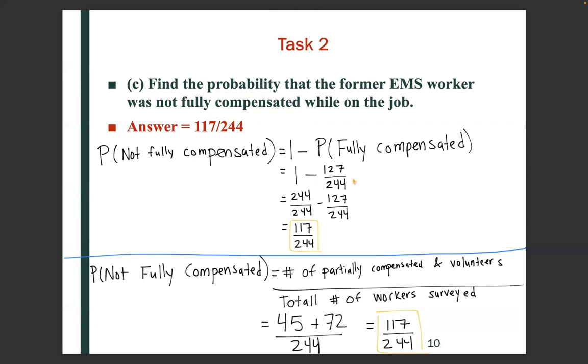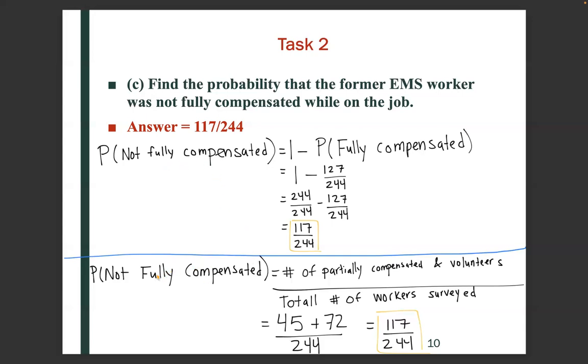If I'm doing this by hand, you want to have a common denominator when you're subtracting fractions. So 1 is equivalent to 244 divided by 244, and then subtract 127 over 244. The denominator stays the same, and 244 minus 127 is 117. So you get 117 over 244 if you use the complement property, which is 1 minus the complement equals the probability.